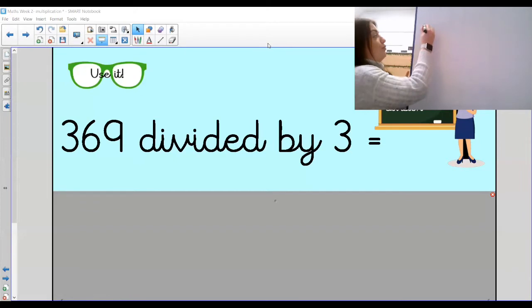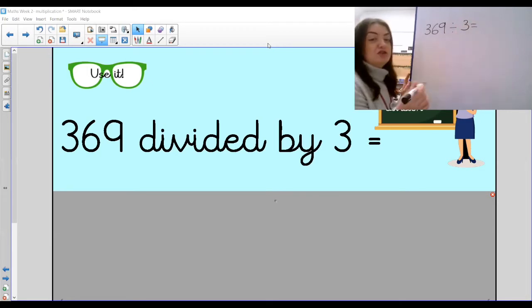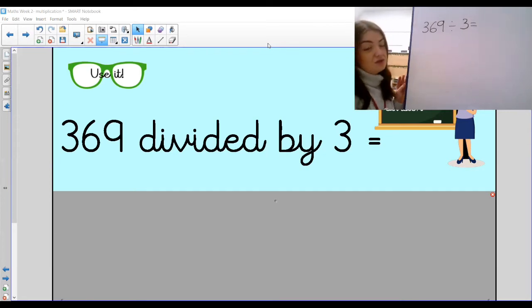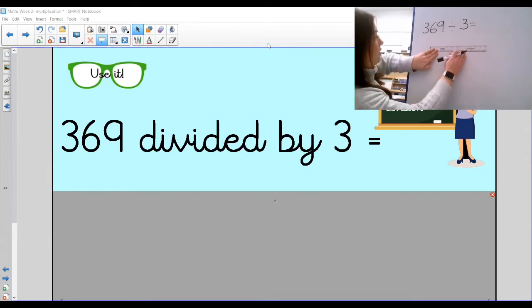So, first things first, number sentence, 369 divided by 3. And I've just used the words in that problem there, just because it's very tricky to find a division symbol in your slides, just on a side note. So, first thing we do then is with our ruler, we are going to put our line down and a line across.